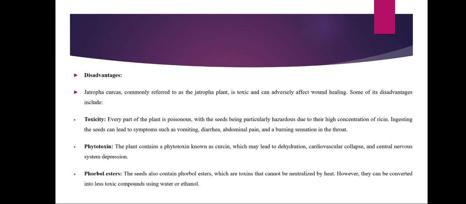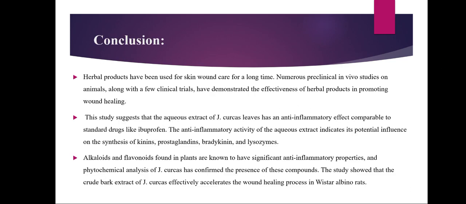Disadvantages include toxicity. Every part of the plant is poisonous, with the seeds being particularly hazardous due to a high concentration of resin. Ingesting the seeds can lead to symptoms such as vomiting, diarrhea, abdominal pain, and a burning sensation in the throat. Phytotoxin. The plant contains a phytotoxin known as curcin, which may lead to dehydration, cardiovascular collapse, and central nervous system depression. Phorbol esters. The seeds also contain phorbol esters, which are toxins that cannot be neutralized by heat. However, they can be converted into less toxic compounds using water or ethanol.